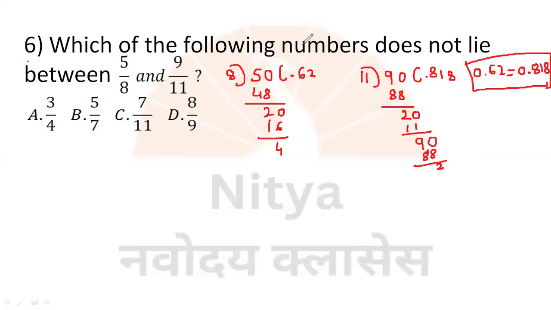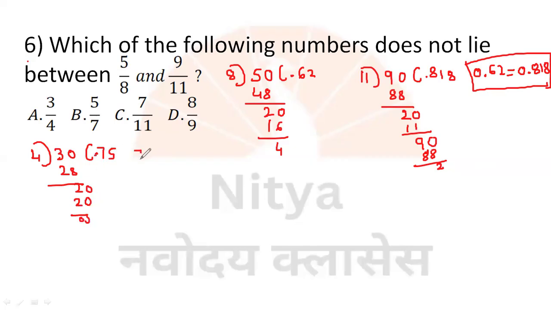Okay, which number does not lie between these numbers? First, we convert the first option, the number 3 by 4, into a decimal number. So 3, point and 0, 4 sevens are 28 and the remainder is 2, and take a 0, and 4 5s are 20. So that comes to 0.75.